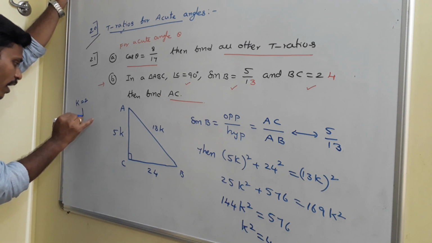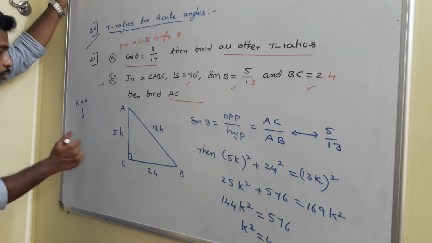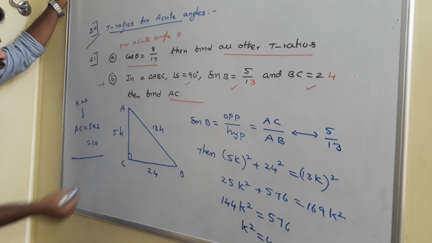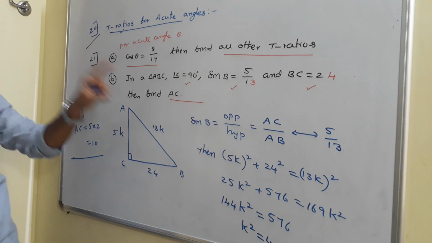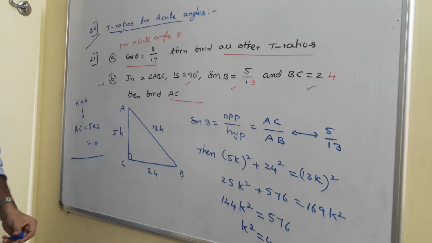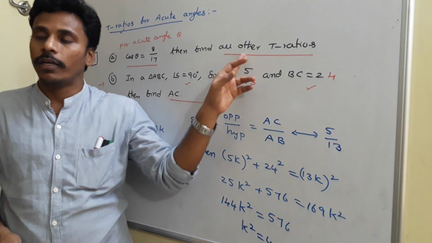Now since K value is 2, the length of side AC is 5 into 2, which is 10, whereas the length of side AB is 13 into 2, which is 26. In the question they ask us to find the length of AC, and at the end the AC length is 10 units. Have a look at the problem once again. Sine B is given as 5 by 13.